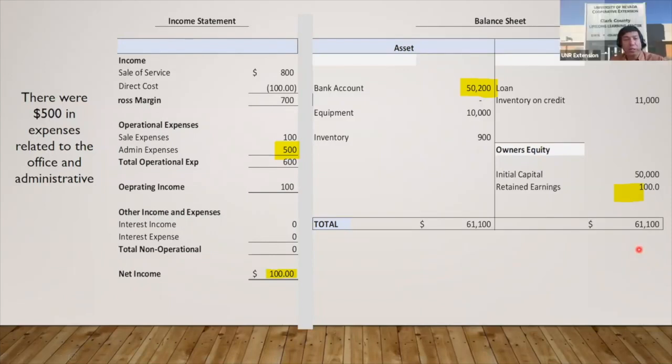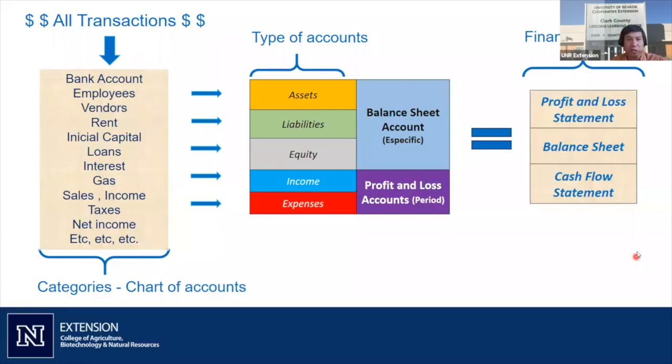So this is how everything flows through the bookkeeping process. As soon as you make one transaction, it will belong to a particular category. That category will fall into one of the 5 types of accounts, which will update your income statement or your balance sheet. Okay. Always just keeping that balance.